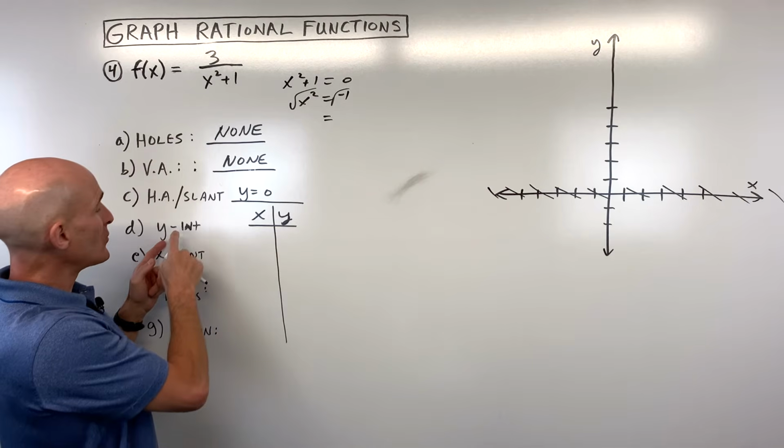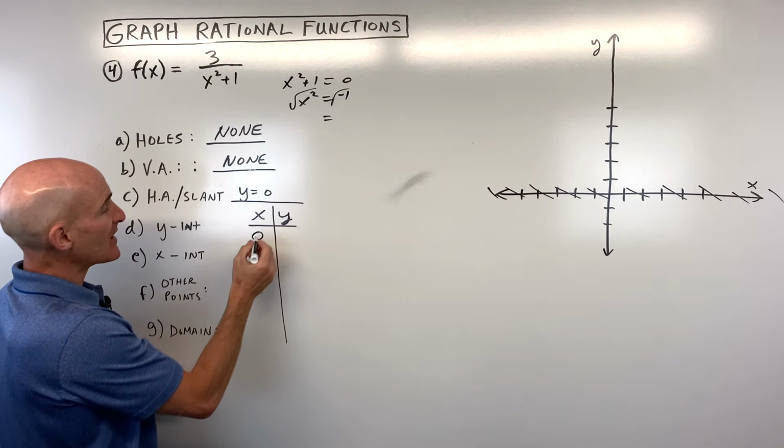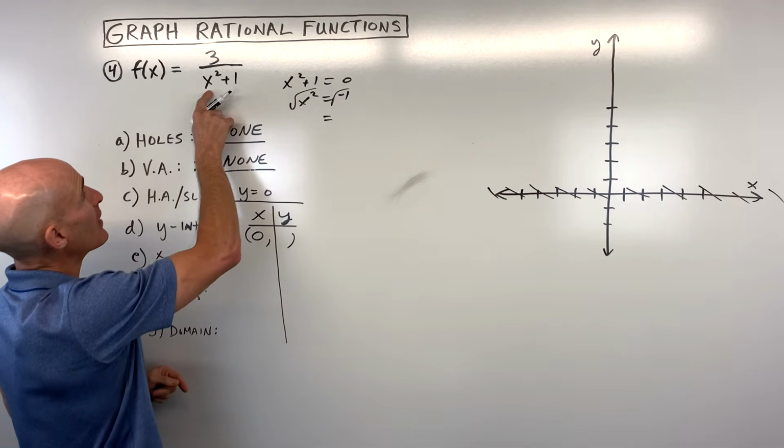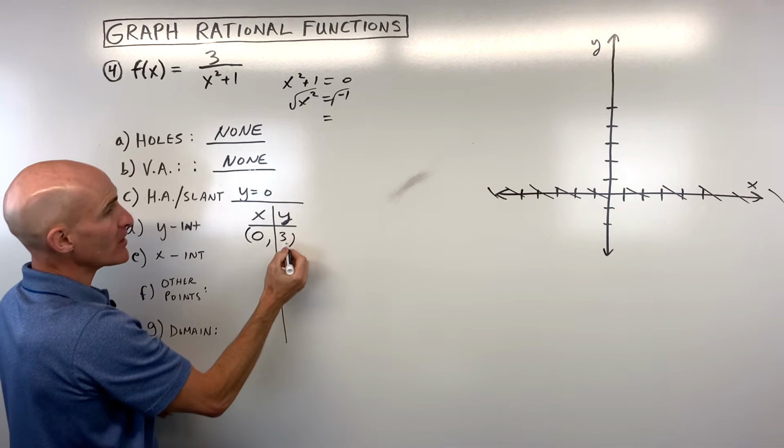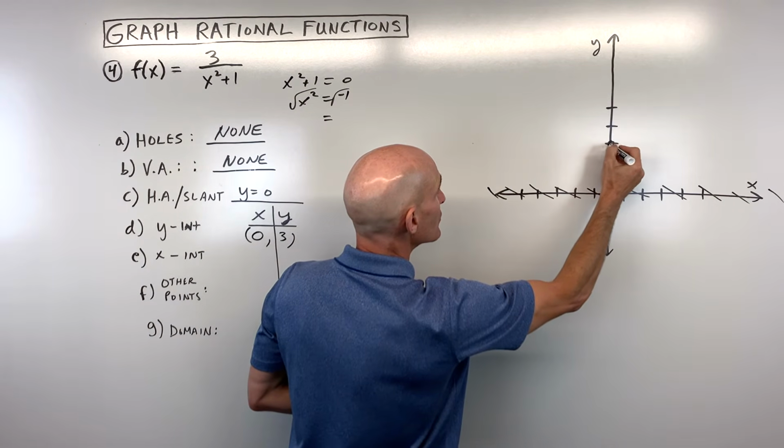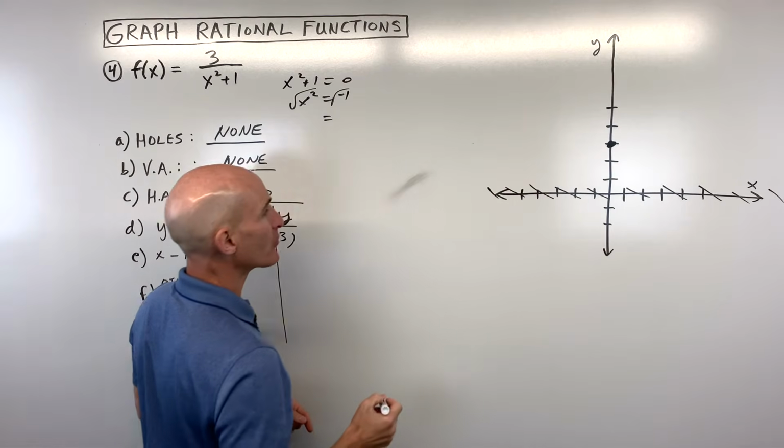So now for letter D, the y-intercept. To find the y-intercept, we set x equal to 0. If we do that, we're going to get 3 over 1, which is 3. So that means that this graph is going to cross right here at 0, 3.